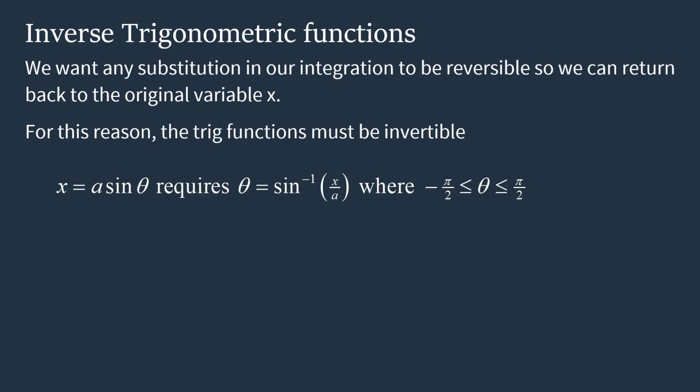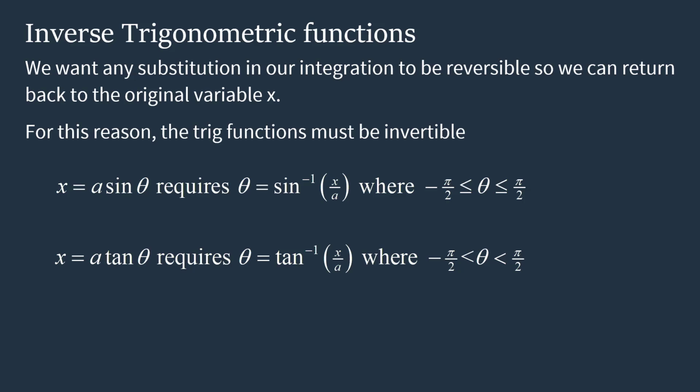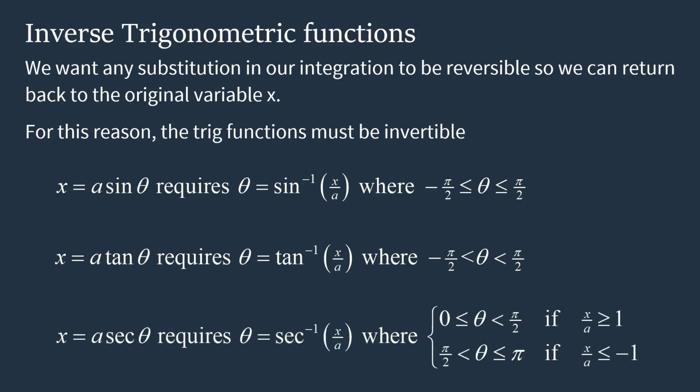Using the same exact reasoning for the others, x equal to a times tangent of theta would then require that theta is equal to the inverse tangent of x over a, and theta would then be greater than negative pi over 2, but less than pi over 2, or else we could not use the inverse tangent at all.